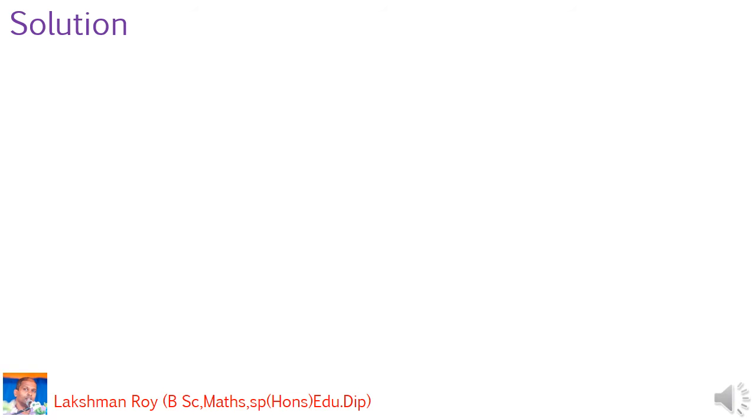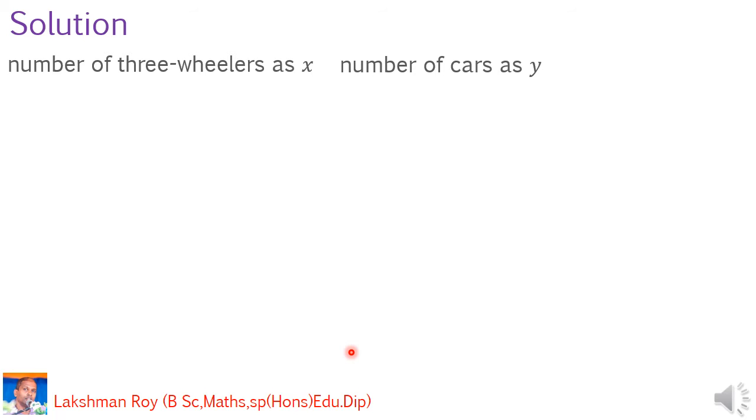Right. Now let's see, students, how to get the solution of the above example. So first we have to construct a pair of simultaneous equations. Now see here, I'll mention the given data. So we have to take the number of three-wheelers as x, and also the number of cars as y. So these are the two variables.